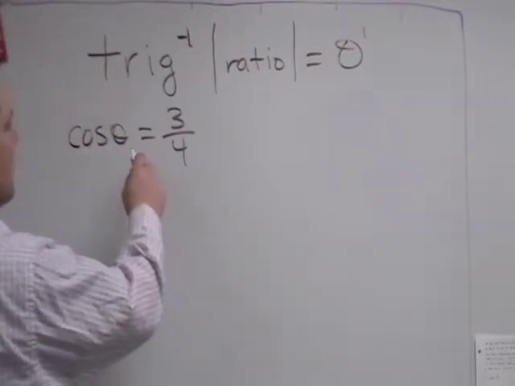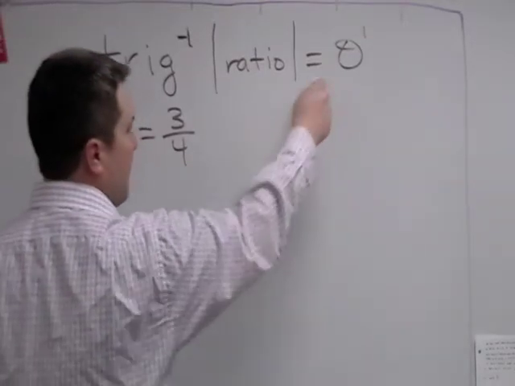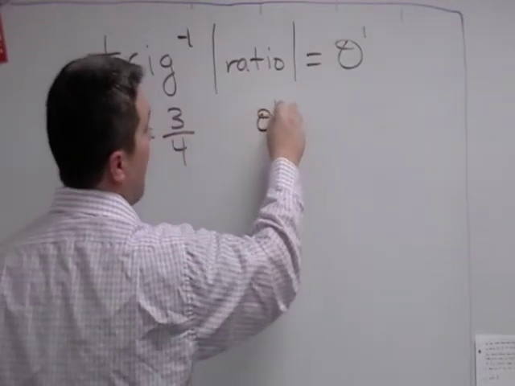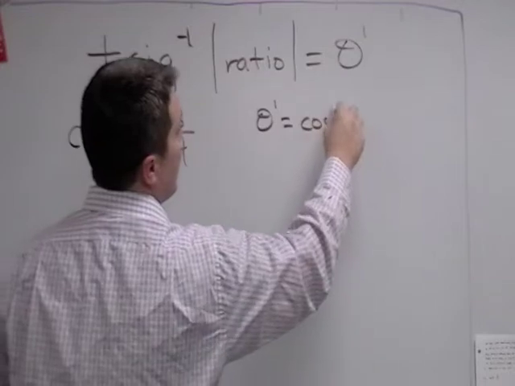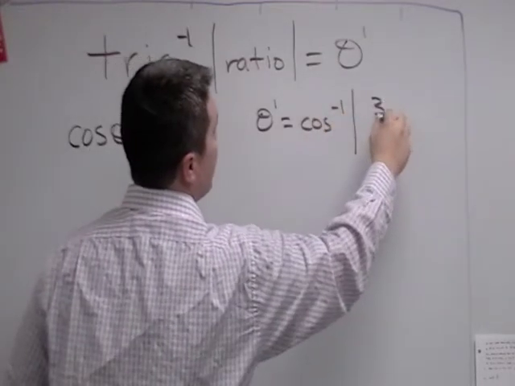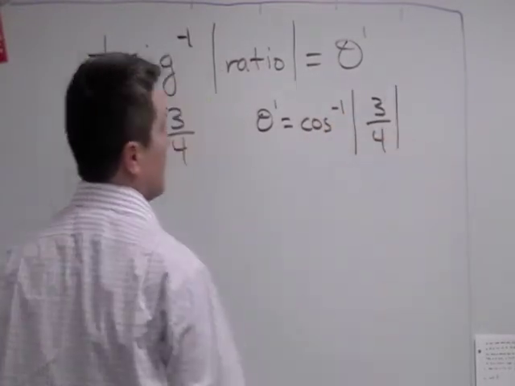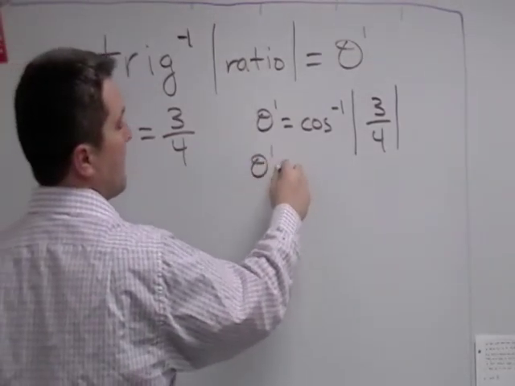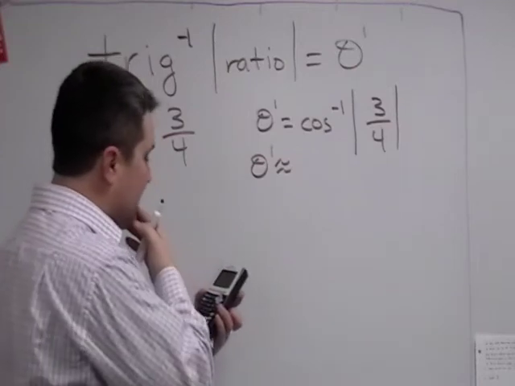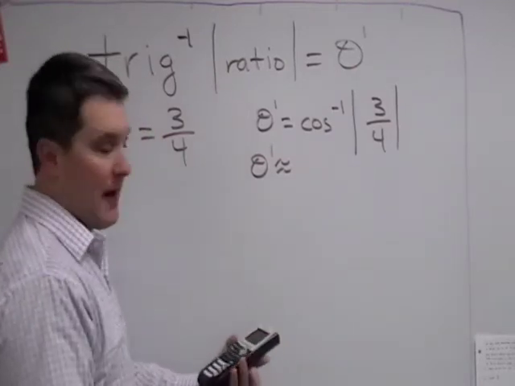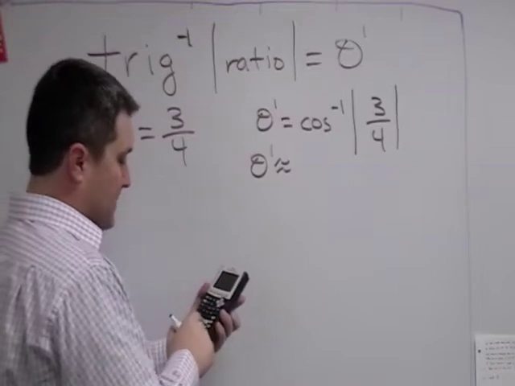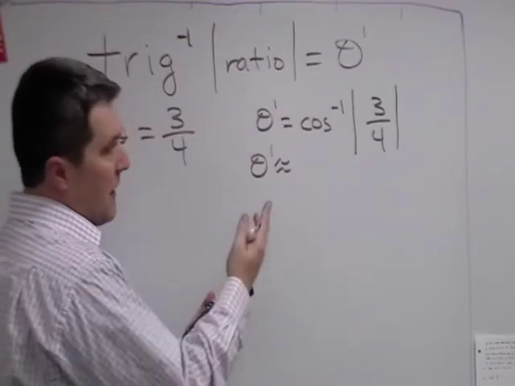So what we're going to do is find the reference angle. That's the first thing we found yesterday. We did it with memory. Theta prime equals cosine inverse of the absolute value of 3/4. Okay? So theta prime is going to be approximately, and I'm going to do this in degrees and I'll convert all my answers to radians at the end. So second cosine of the absolute value of 3/4.